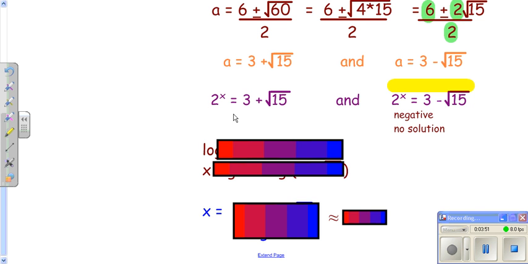Well, we'll take a look at the one over here on the left. The right side is a 3 plus something that's almost 4, which is positive. The left side's exponential, it's positive, so we should be able to solve that. However, keep in mind that your exponent's in your variable, so we're going to have to use logs. So let's go ahead and apply a log to each side.